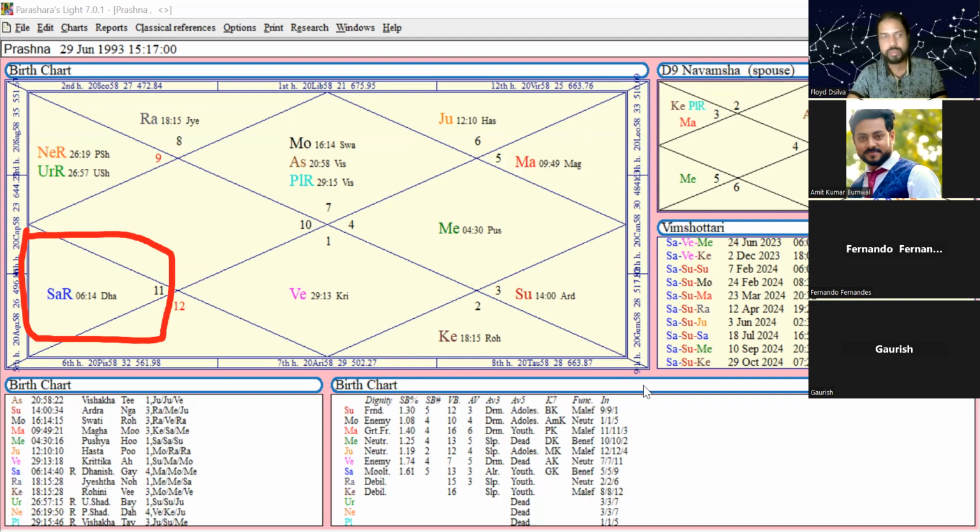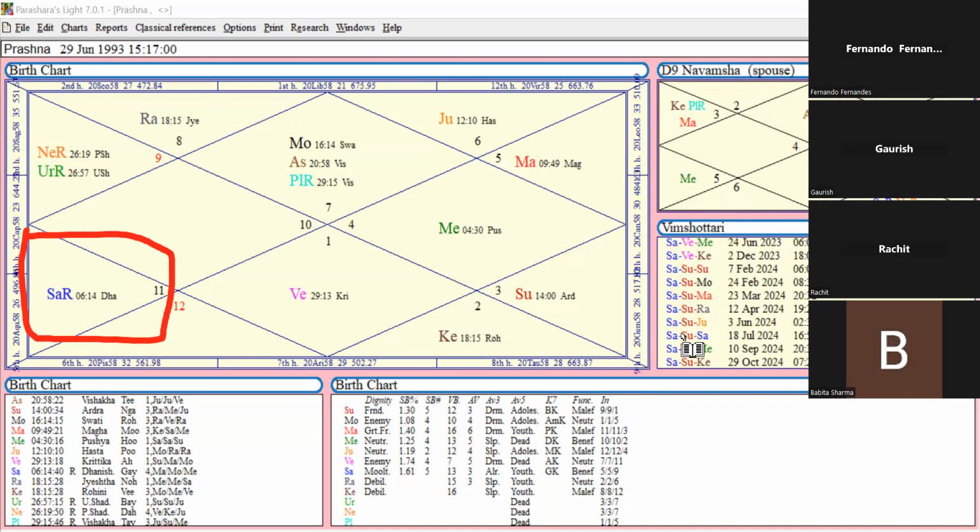Since there is not much more to discuss, I think we made it clear how to look at a chart and tell about someone's relationship. Previously we discussed so many examples.